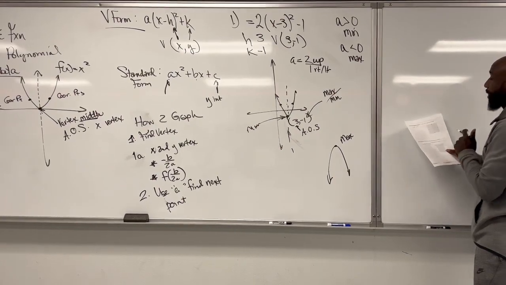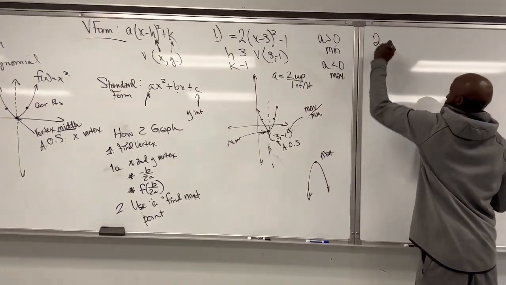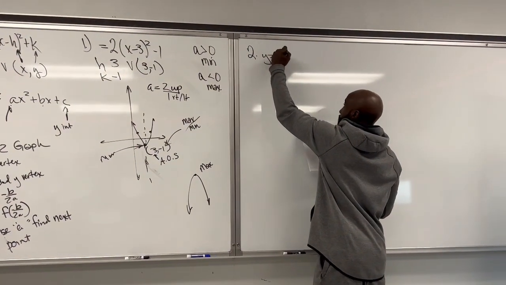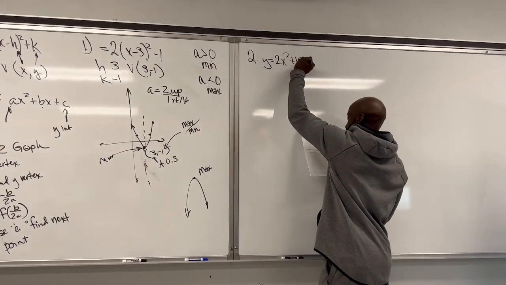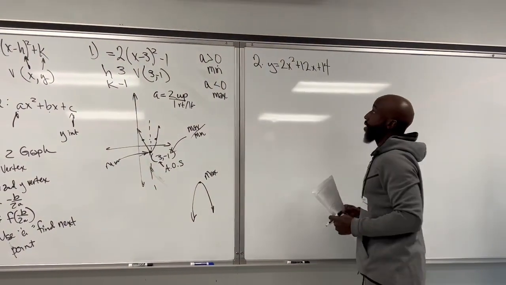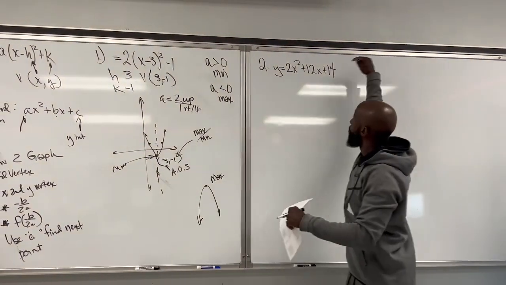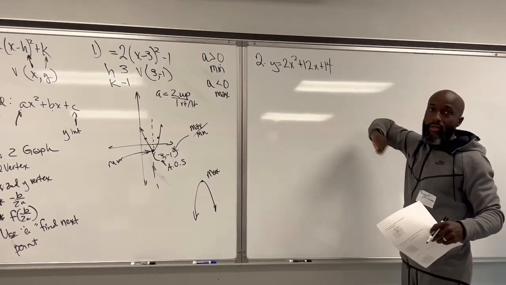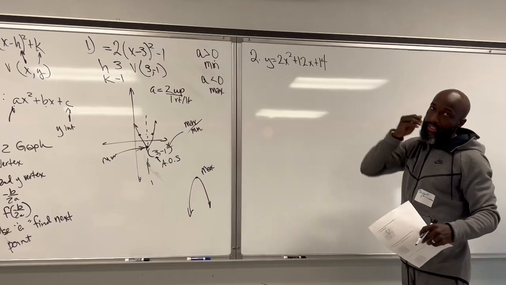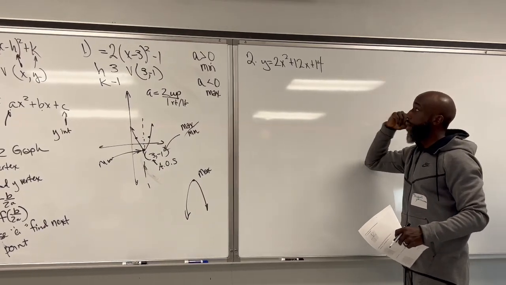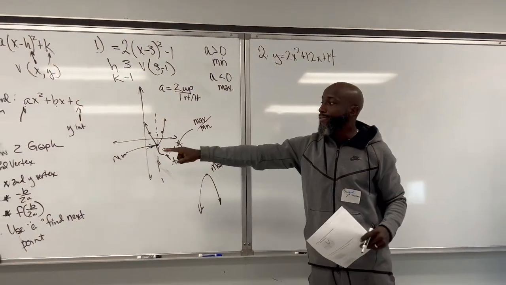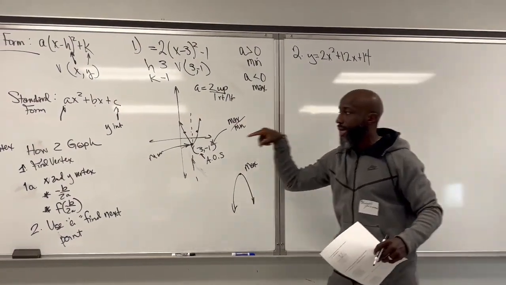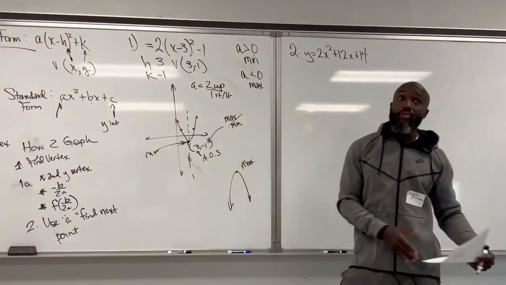Now, let's look at the second one. The second equation is given in standard form. You have y equals 2x squared plus 12x plus 14, so that's in standard form. 14 is the y-intercept, so if you were to graph this right away, you know this parabola's gonna go through the 14 on the y-axis. So first things first, we have to find our vertex. Vertex is not given right away because it's not in vertex form, so we have to find the x of the vertex, then the y of the vertex.